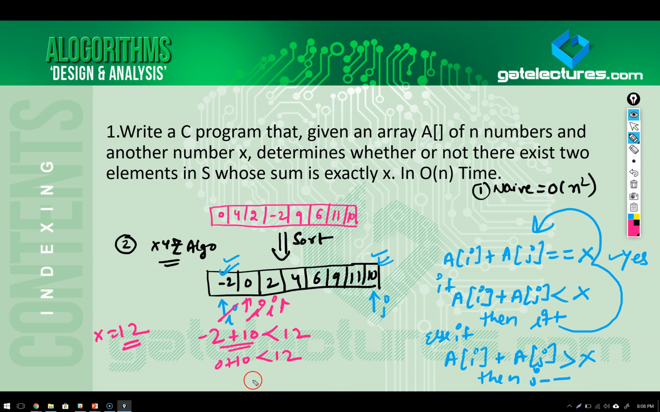So it is going to be 2 plus 10, which is equal to 12. Hence we are going to stop here. Now what if we find a number which is actually greater than that? Then again we can decrement the value of j.